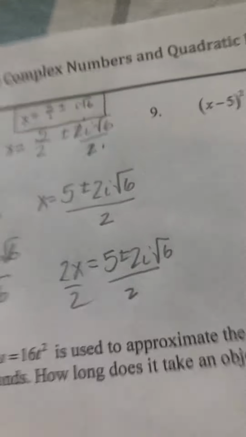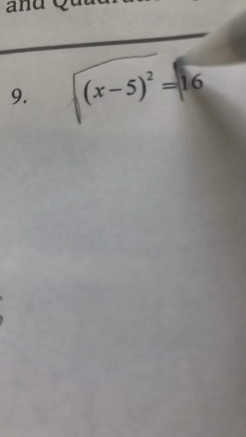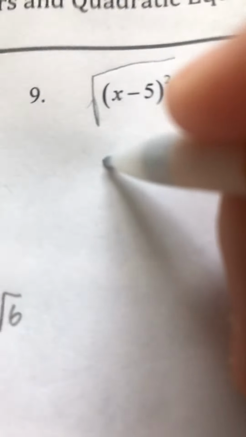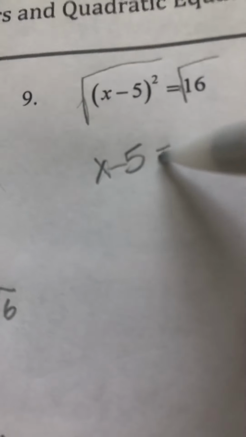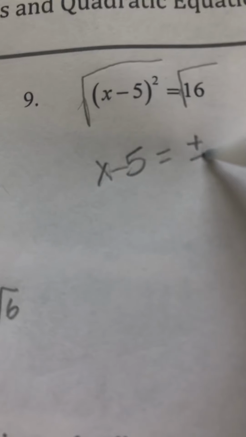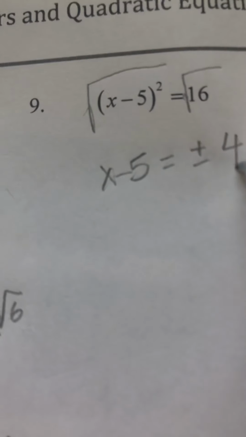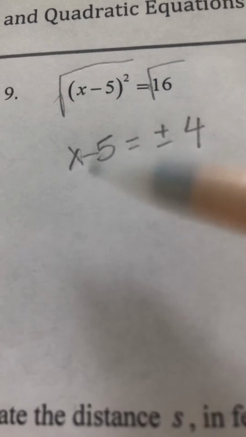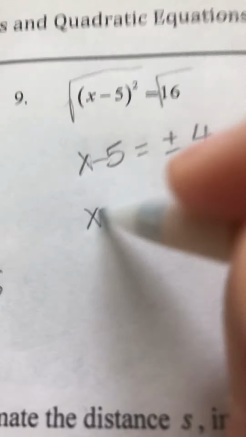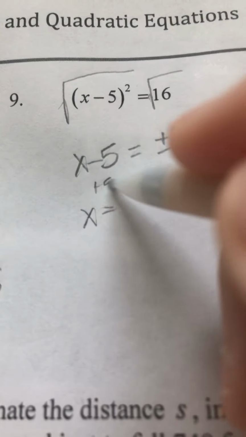And then lastly, quantity squared is isolated. Take the square root of both sides. You get x minus 5 here because it's the square root of something squared. This is plus or minus 4. The square root of 16 is just 4. Next step is that you would bring over the 5. So you would add 5 to both sides.